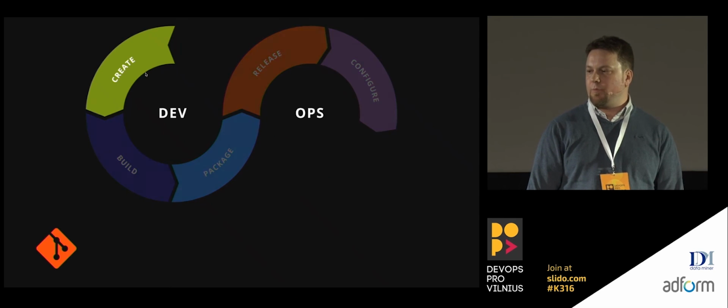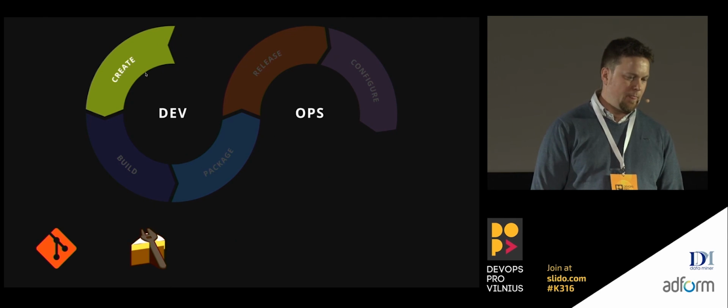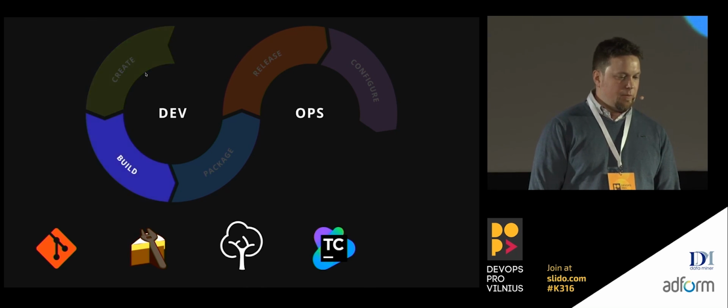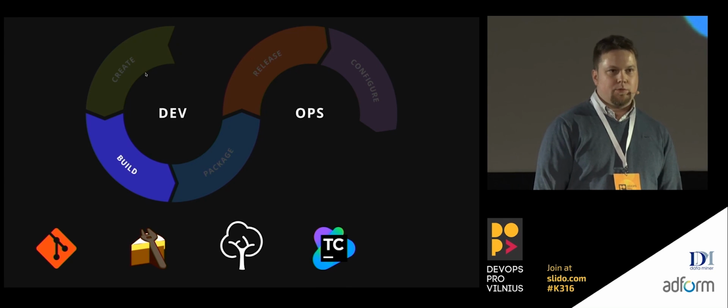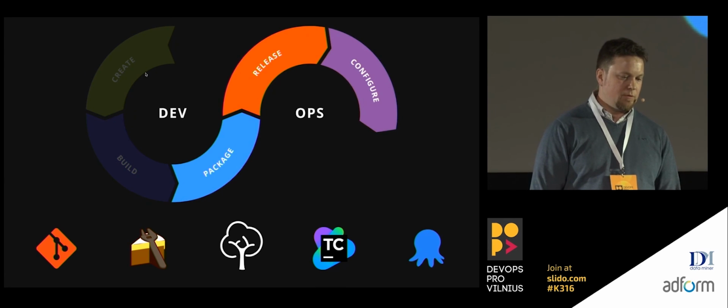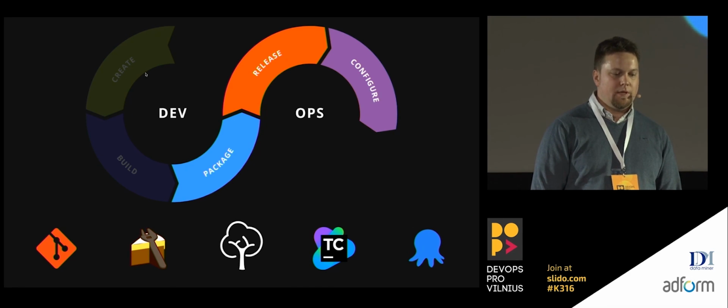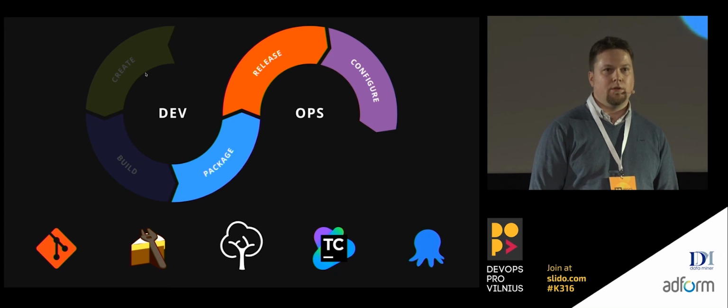So we'll start by creating some software in Git with Cake. We'll use GitVersion, and we'll push the code to TeamCity, which will build it. We'll use Octopus Deploy's tooling in TeamCity to package it, and then do release and configuration with Octopus Deploy.